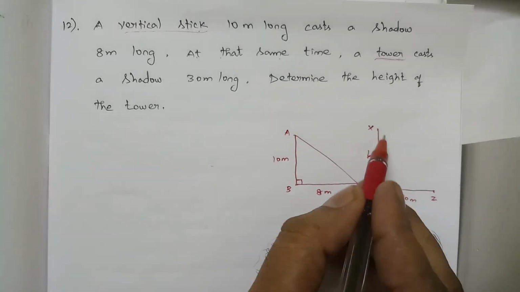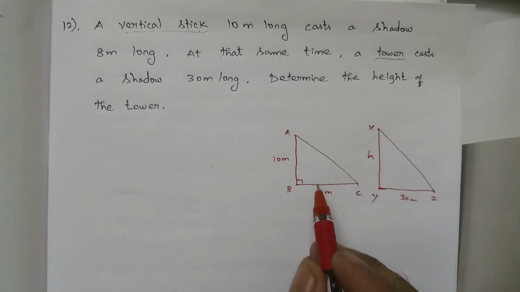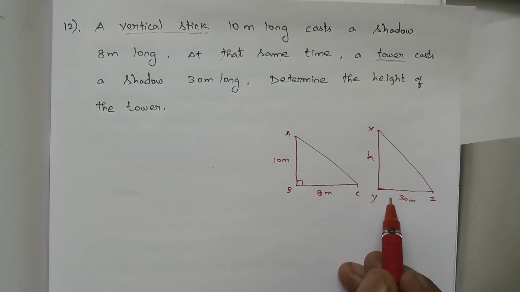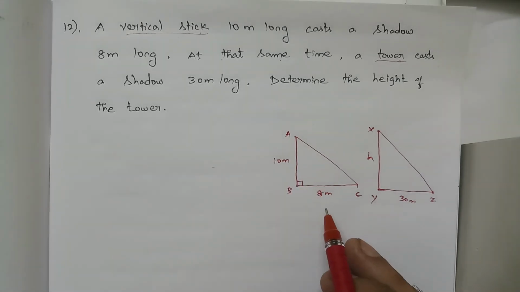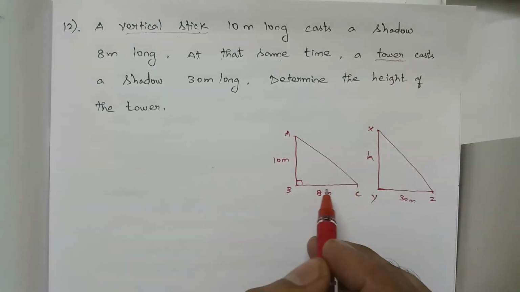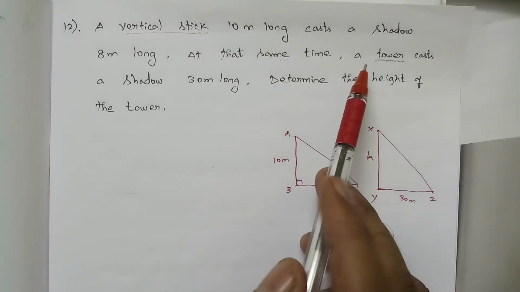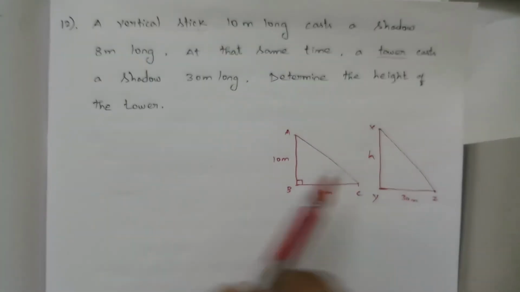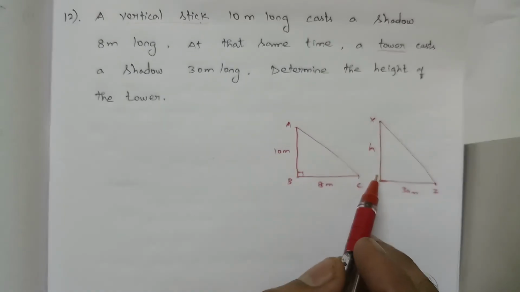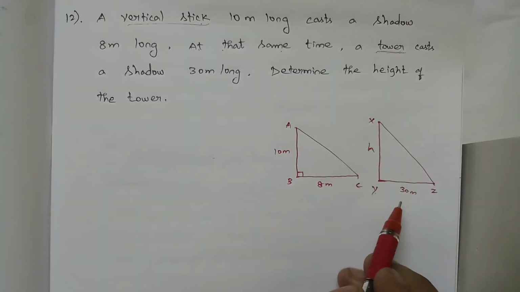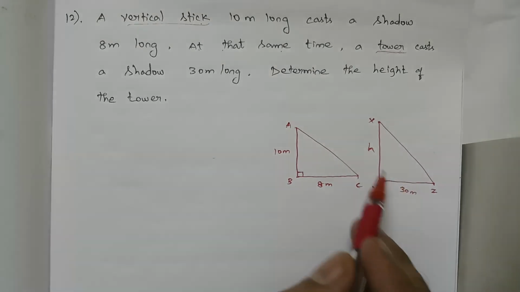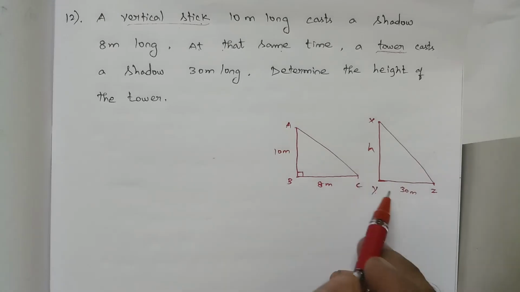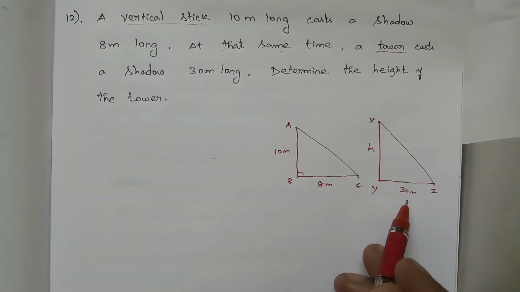How are we going to find it? This is also a right angle triangle, right? We have two right angle triangles. In the first right angle triangle we have two sides, but they don't ask us to find anything from the vertical stick. They ask us to find only the height of the tower. How are we going to find the height of the tower? Very simple. If you know one side and one angle, then we can easily find any side of a right angle triangle. But we know only one side. We don't know the angle.